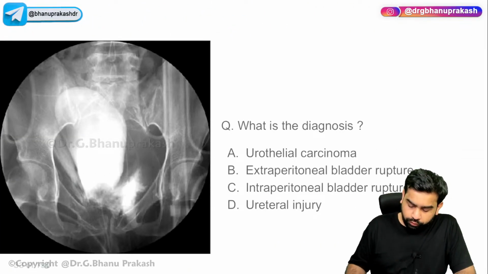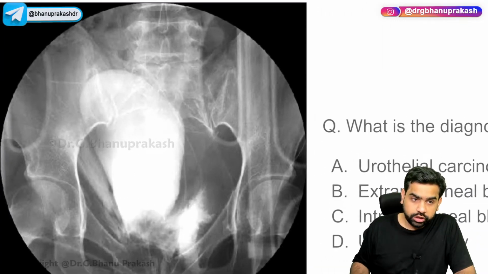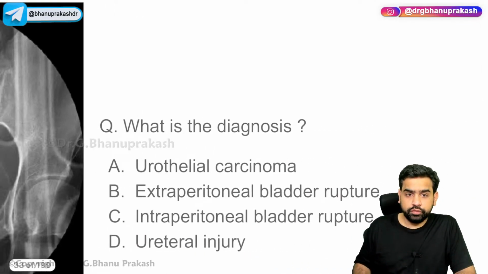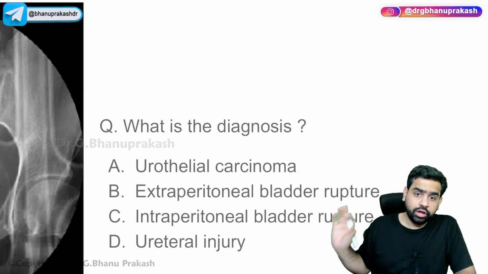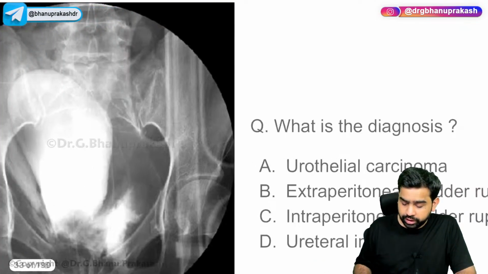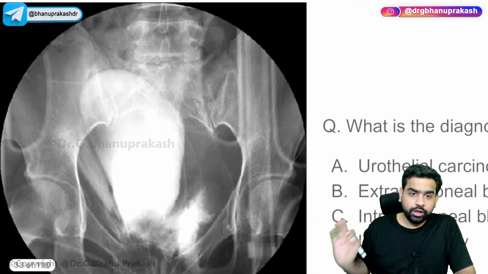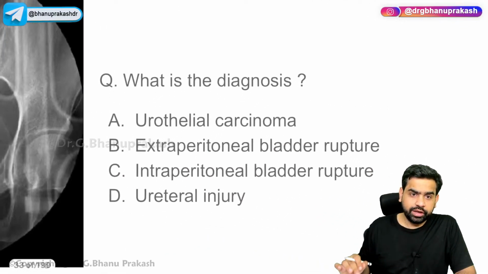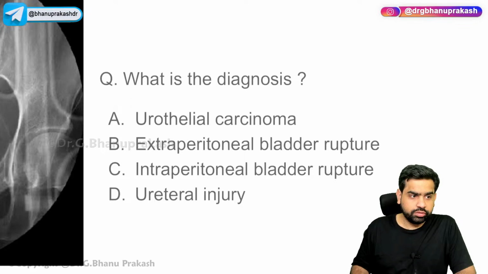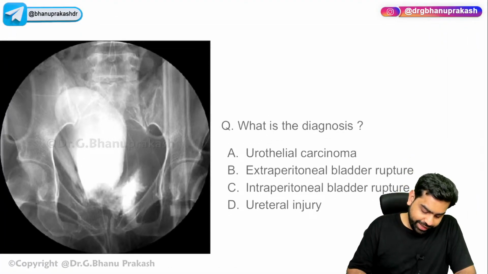Now, what is the diagnosis of this patient? Just look at this cystogram. Is it a urothelial carcinoma, extraperitoneal bladder rupture, intraperitoneal bladder rupture, or a ureteral injury? Kumar is trying to say it's B. Does everybody agree with this? Yes, absolutely right.